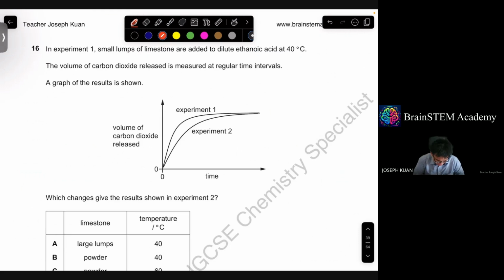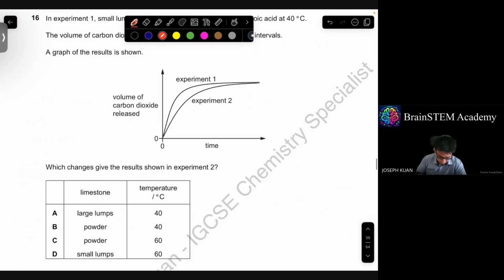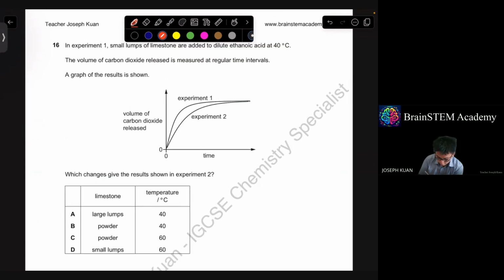16. In experiment 1, small lumps of limestone are added to dilute ethanoic acid at 40 degrees Celsius. The volume of carbon dioxide released is measured at regular time intervals. A graph of the results is shown. Which changes give the results shown in experiment 2? Experiment 2 must be of a slower rate of reaction. So that can be due to the same temperature but using larger lumps. That causes it to become slower, because the others will cause it to become faster.